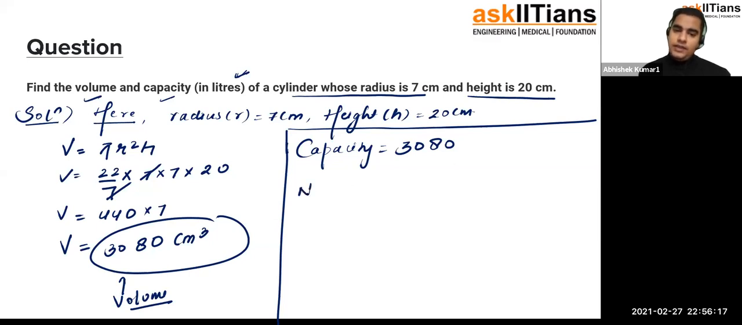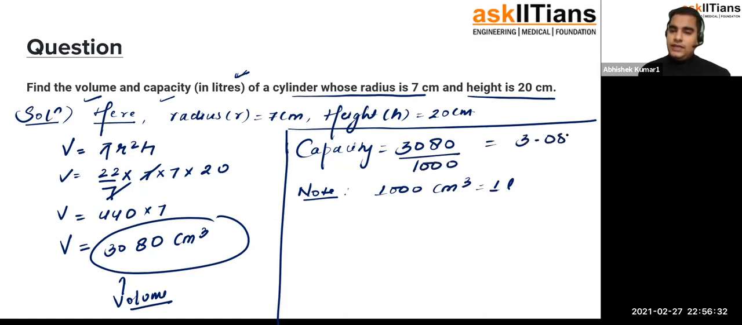So I am telling you here 1000 centimeter cube is equal to 1 liter. Clear? So if you have to convert it into liter, you have to divide it by 1000. Clear? So what will you get? You will get 3.08 liter. That is the capacity. So numerically, both the values are same here. It's just the unit which is going to make difference. Understood?